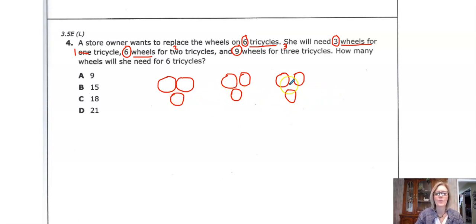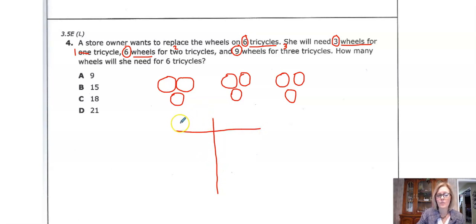So for 3 tricycles, she would need 1, 2, 3, 4, 5, 6, 7, 8, 9. And that's exactly what they tell us, okay? 9 wheels for 3 tricycles. But we need 6 tricycles. You could continue on with the picture, but I also want to show you another way that you could have done this. And this is called a T-chart.